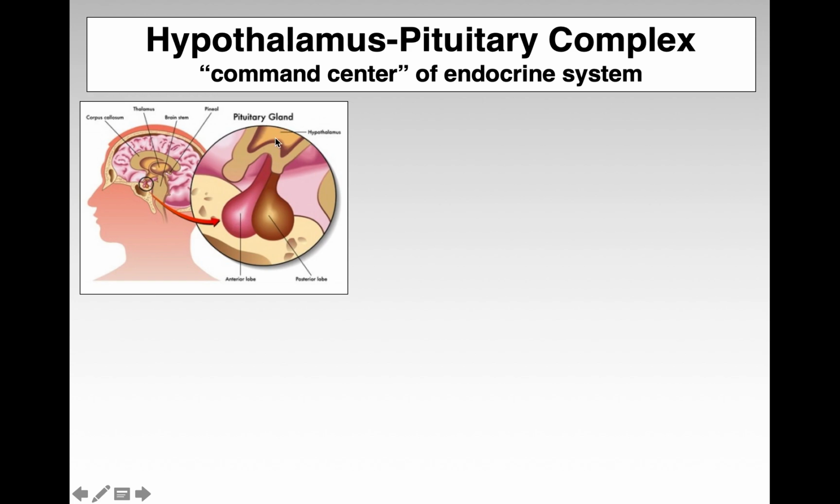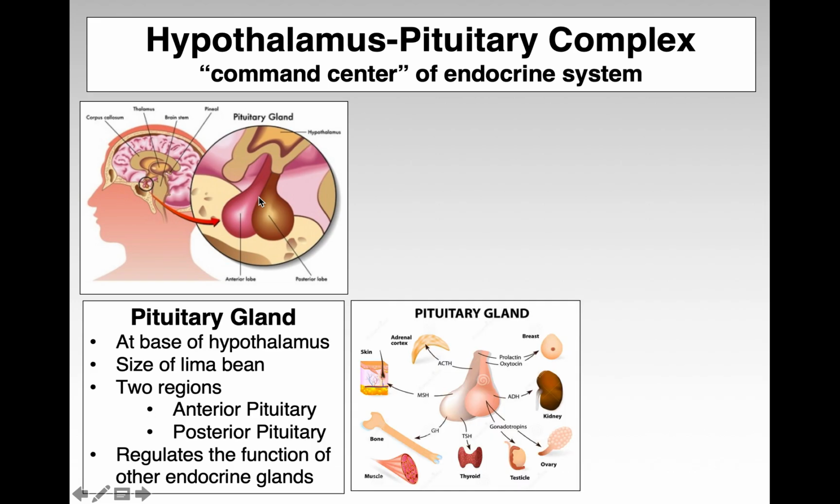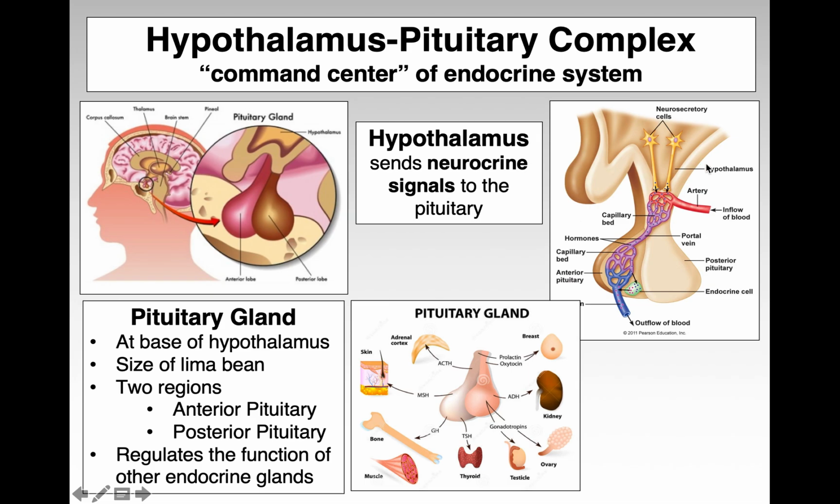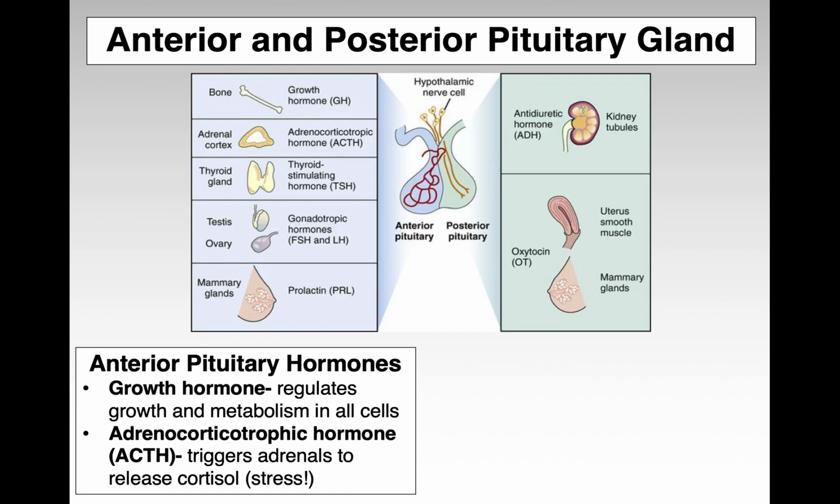There's a hypothalamus that sits right on top of this unfortunate looking pituitary. The pituitary gland has two regions, an anterior pituitary and a posterior pituitary, and they have different functions and different hormones released from each. The hypothalamus sends neurocrine signals to the pituitary. In the hypothalamus, we have neurosecretory cells that release neurocrine signals in those capillaries, which then go through the pituitary and out into the blood flow. The anterior and posterior pituitary have different functions. The ones that we have talked about are growth hormone, regulating growth and metabolism, and adrenocorticotropic hormone, which triggers adrenals to release cortisol, which is a really important stress hormone.